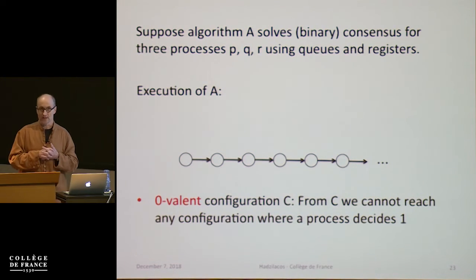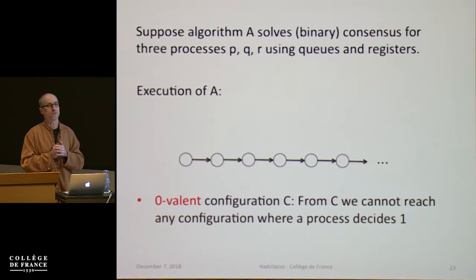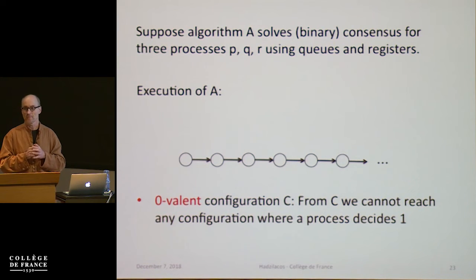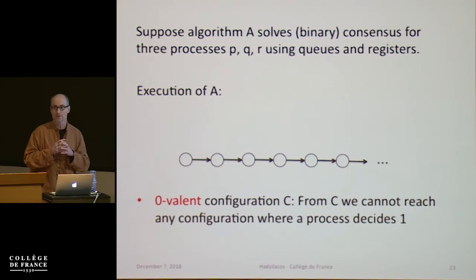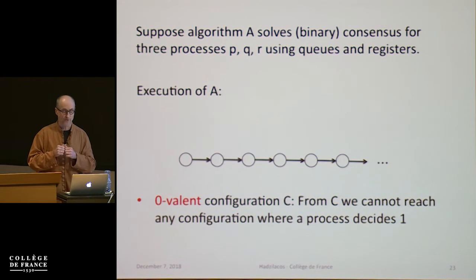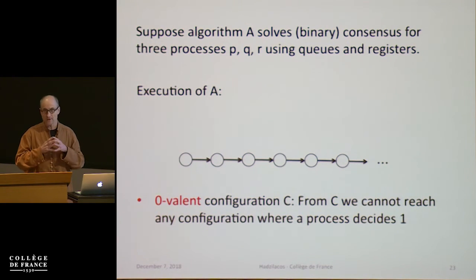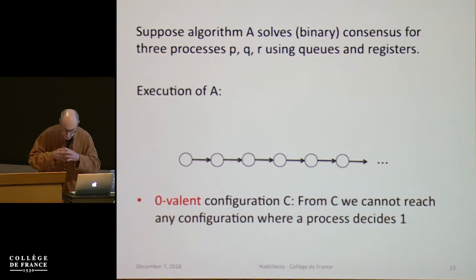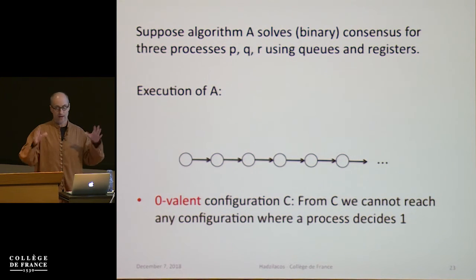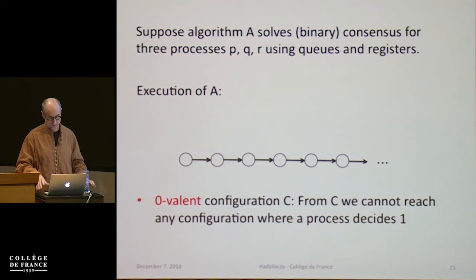Let me remind you of some definitions that you have seen before. A zero-valent configuration is one from which it is impossible to reach a configuration in which some process decides 1. If you look at all the possible configurations in all the possible executions that start from that configuration, the only kind of decision you will find is a 0. Intuitively, in this configuration, the fate of the decision has been determined. If God were to look at this configuration, maybe no process has decided yet, but God would say the only possibility here is 0. There's no way that we can get 1 in any possible future.